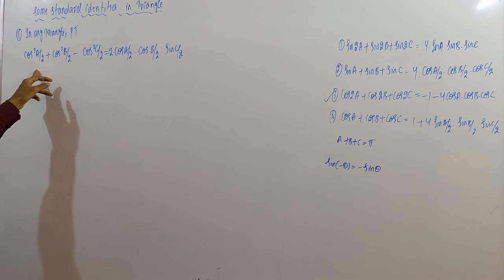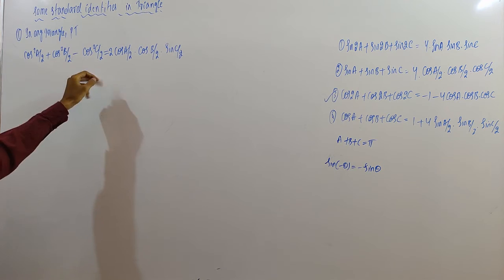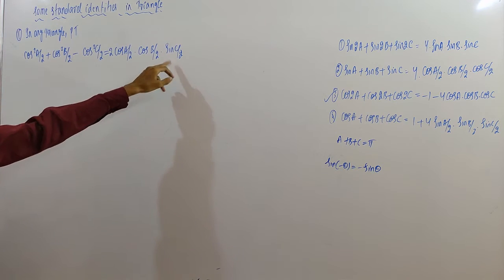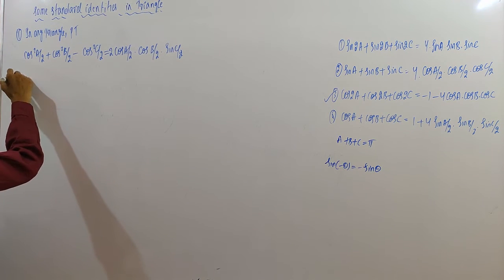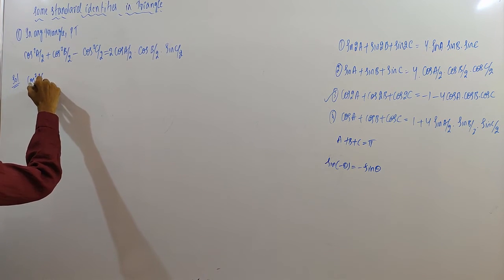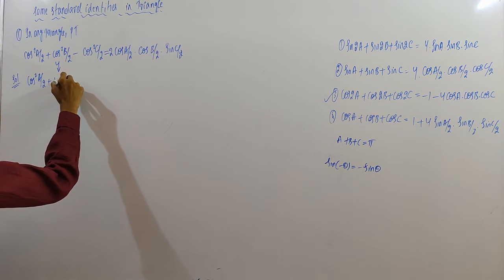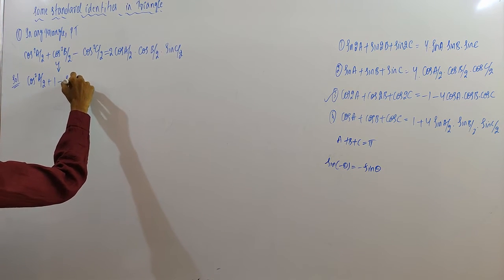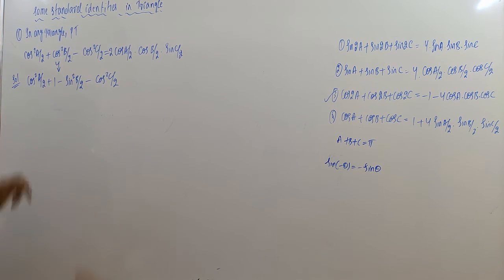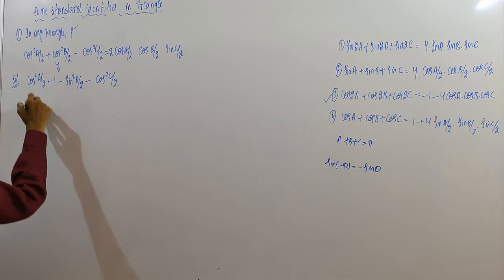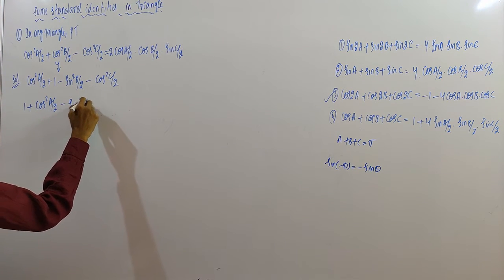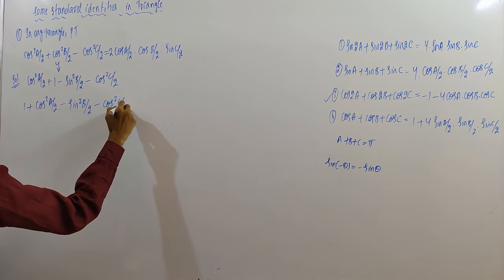Now in any triangle, prove that cos square A by 2 plus cos square B by 2 minus cos square C by 2 equal to 2 cos A by 2 cos B by 2, last is sin C by 2. Here we have sine, so convert any one of them into sine. So write down cos square A by 2 as it is. Change this to sine. So it will become 1 minus sine square B by 2, minus cos square C by 2 as it is. Change this one. Now write down 1 here, 1 plus this term cos square A by 2.